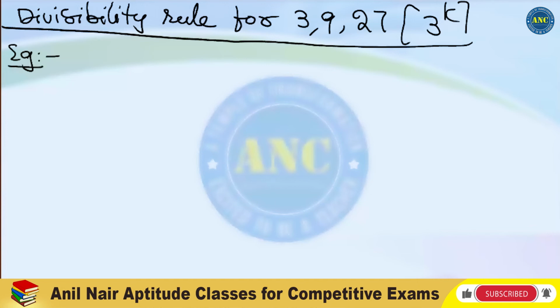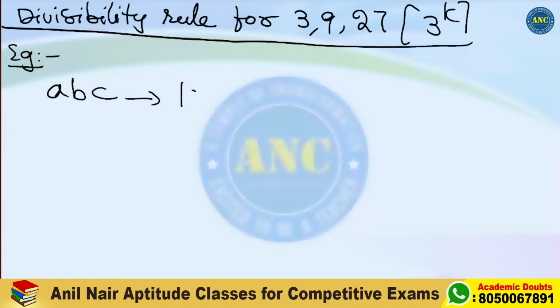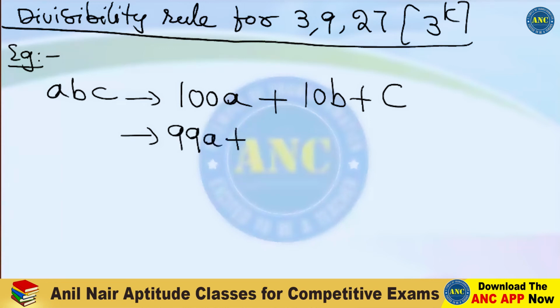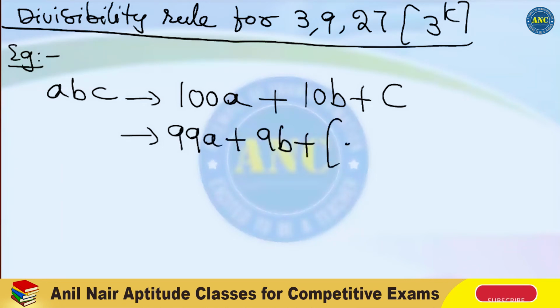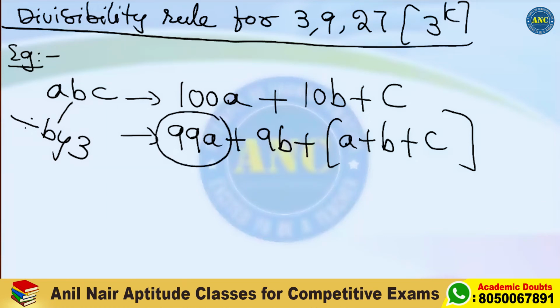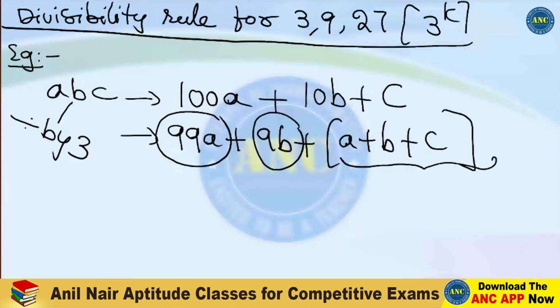Example, if I take a 3-digit number ABC. A is there in hundreds place, 100A. B is there in tens place, 10B plus C. This can be written as 99A plus 9B plus A plus B plus C. If ABC is divisible by 3, assume that the left hand side is divisible by 3. 99A is divisible by 3. 9B is divisible by 3. A plus B plus C should be divisible by 3.